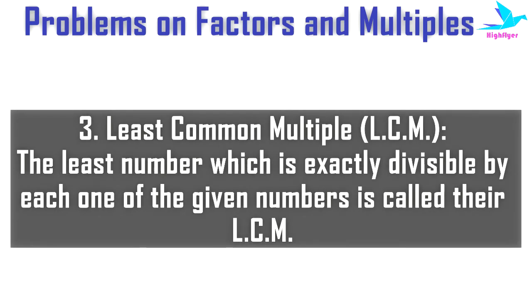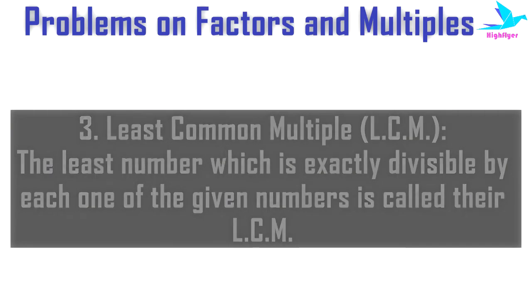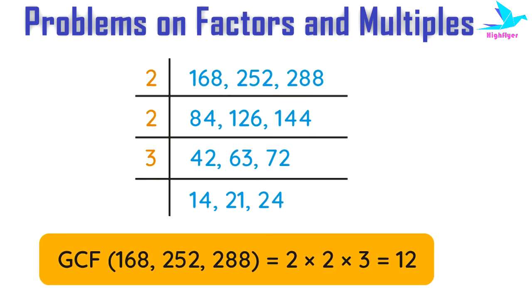And on the other hand, LCM is the least common multiple. The least number which is exactly divisible by each one of the given numbers is called their LCM. Now let's take an example to understand the concept of HCF and how to find out the HCF of a given set of numbers. Here in the example, the three numbers are 168, 252 and 288. We need to now find the HCF or the highest common factor.